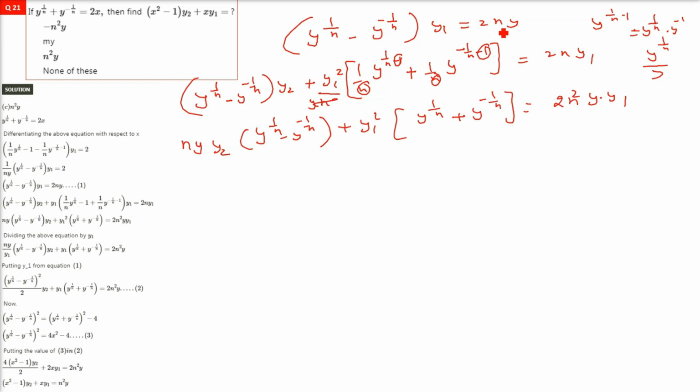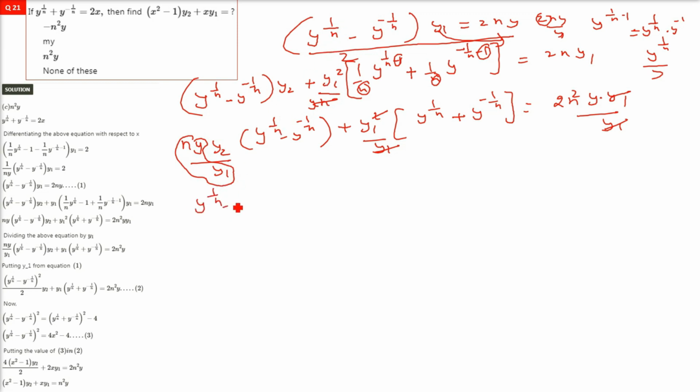Now what do we see here? As I told, we are going to use it. So why don't we divide everything with y1? We are dividing everything with y1. This is not y, this is y1. This gets cancelled. Here 2ny is there. So in order to bring this, if I bring this y1 in this particular step, 2ny by y1, and we already have ny by y1. So in place of ny by y1, I can write or replace it by y raised 1 by n minus y raised minus 1 by n divided by 2.